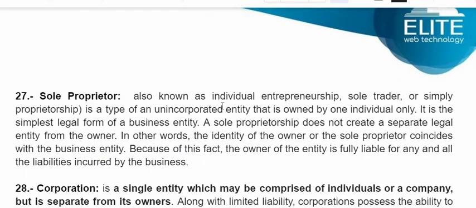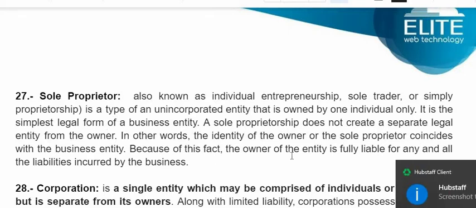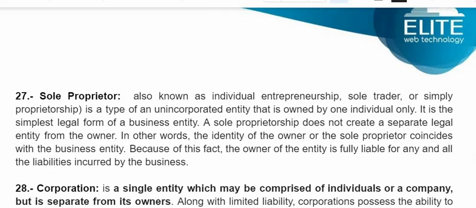Sole proprietor, also known as individual entrepreneurship, sole trader, or simply proprietorship, is a type of unincorporated entity that is owned by one individual only. It is the simplest legal form of a business entity. A sole proprietorship does not create a separate legal entity from the owner. In other words, the identity of the owner, or the sole proprietor, coincides with the business entity. Because of this fact, the owner of the entity is fully liable for any and all the liabilities incurred by the business.